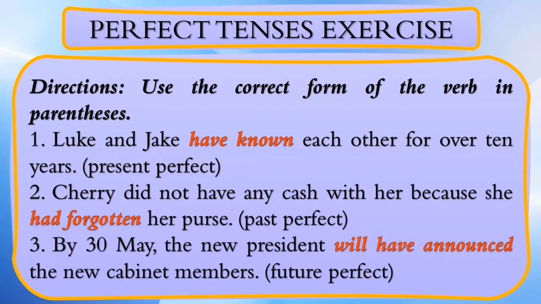1. Luke and Jake have known each other for over 10 years. 2. Cherry did not have any cash with her because she had forgotten her purse. 3. By the 30th of May, the new president will have announced the new cabinet members.